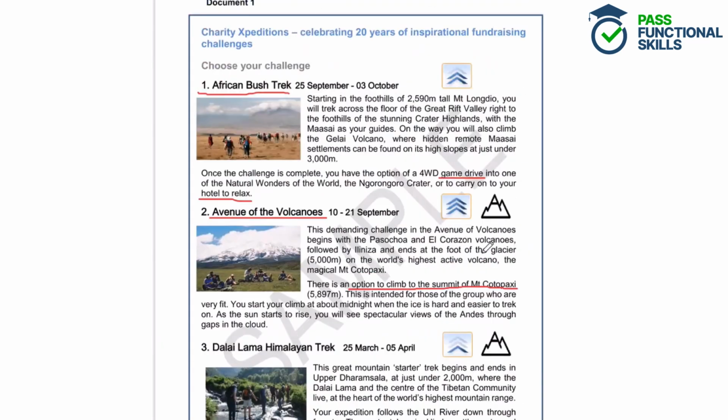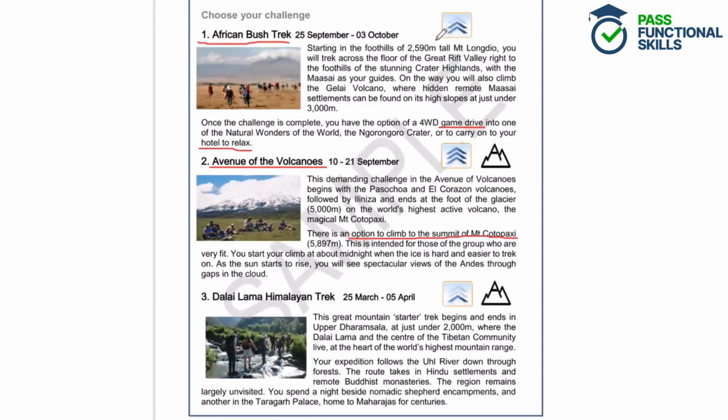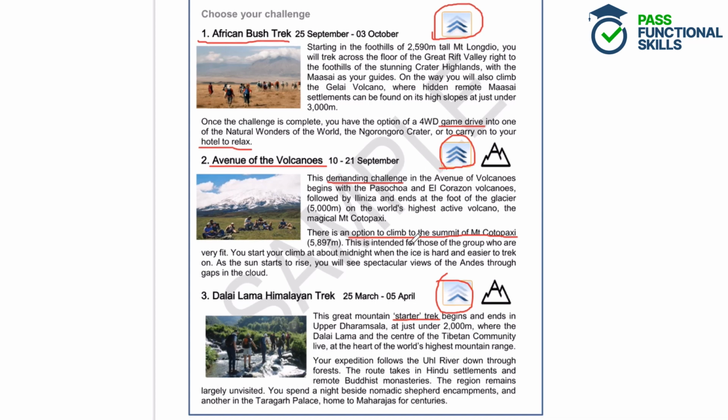So which one is the most demanding? Well, we can see that these chevrons here are indicating how difficult each trek is. So that one's sort of medium, this one is very difficult, and this one is rather easy. And if we didn't know this based on these icons here, we could have a read of each paragraph and see that this one's a starter trek, so it's easy. This one is a demanding challenge, so it is difficult.